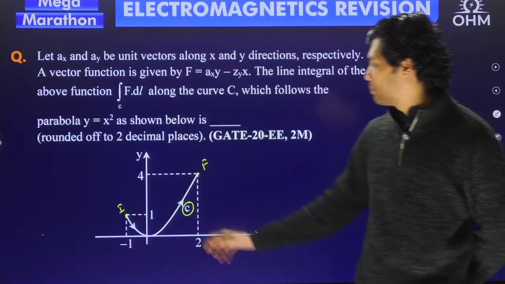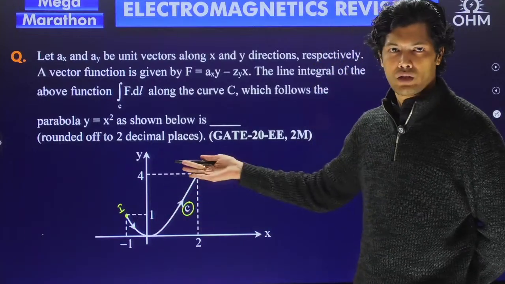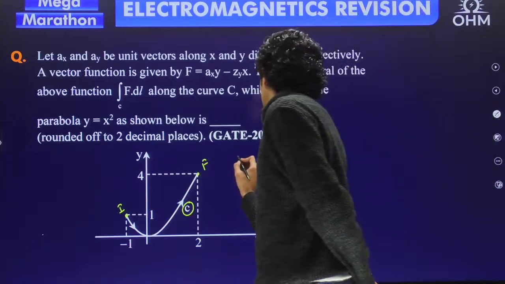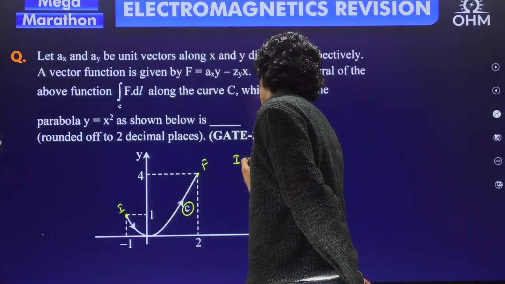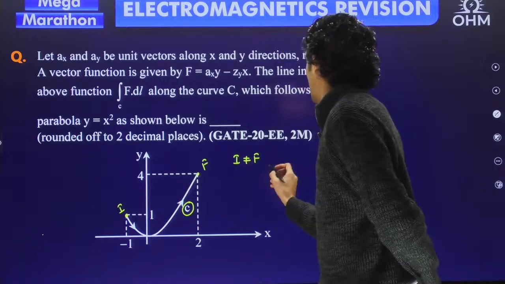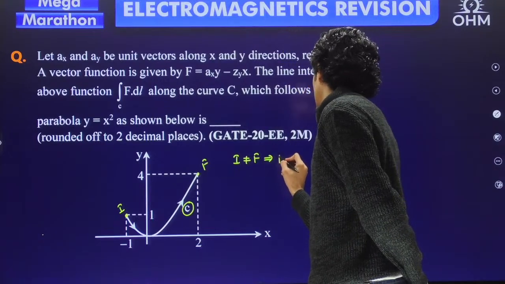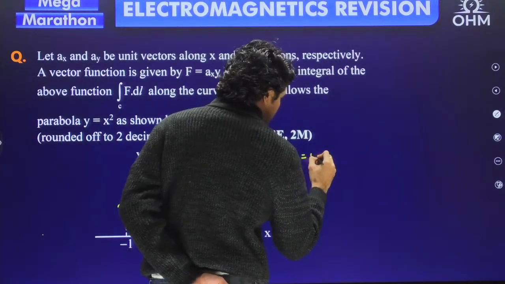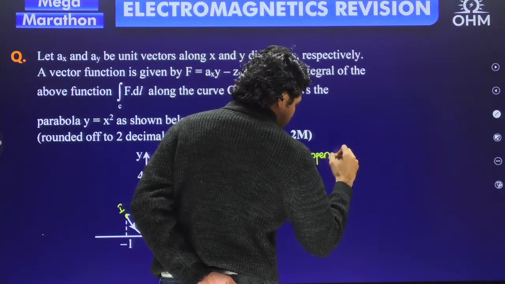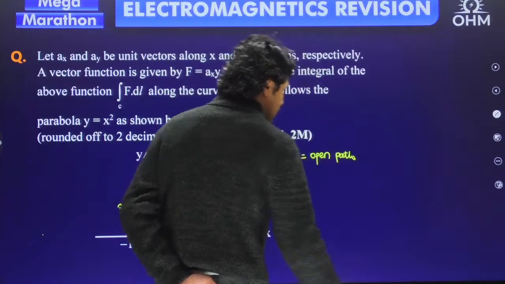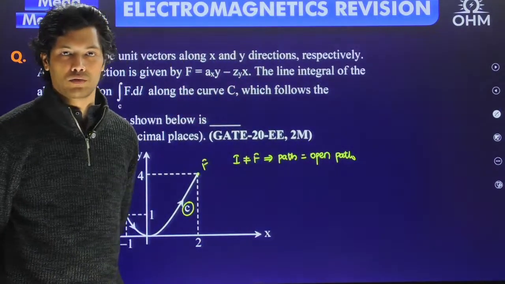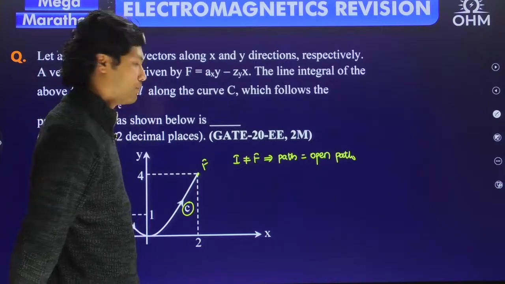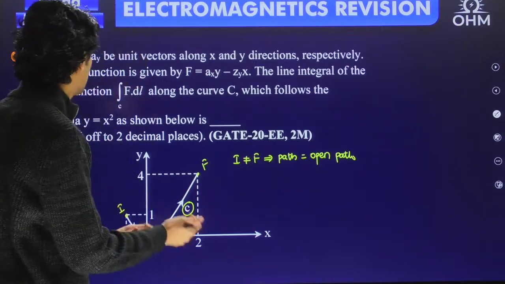How do you identify an open path? Initial and final points are not the same. Here I can clearly notice that the initial point is not the same as the final point, because of which the path given to us is an open path. So to solve this question, you can't use Stokes theorem. Don't use Stokes theorem whenever the path given to you is an open path. Let's proceed now.